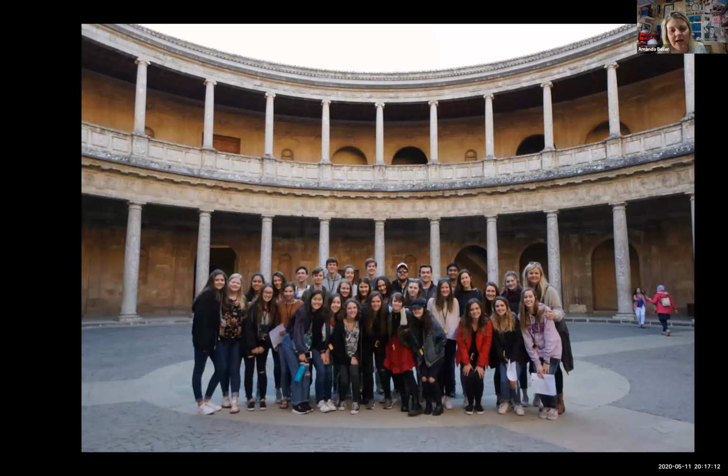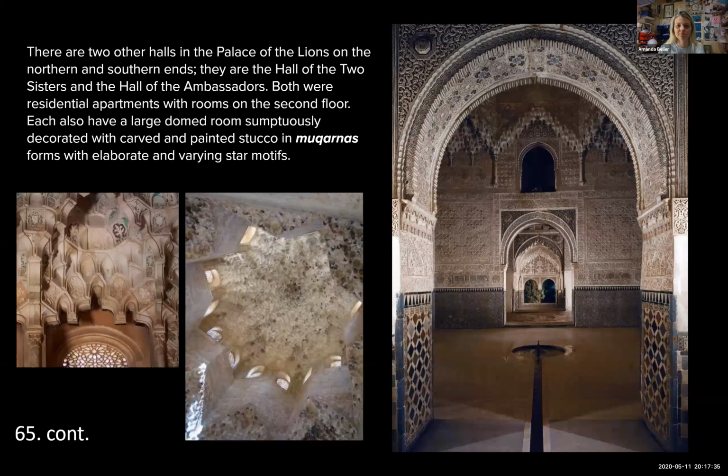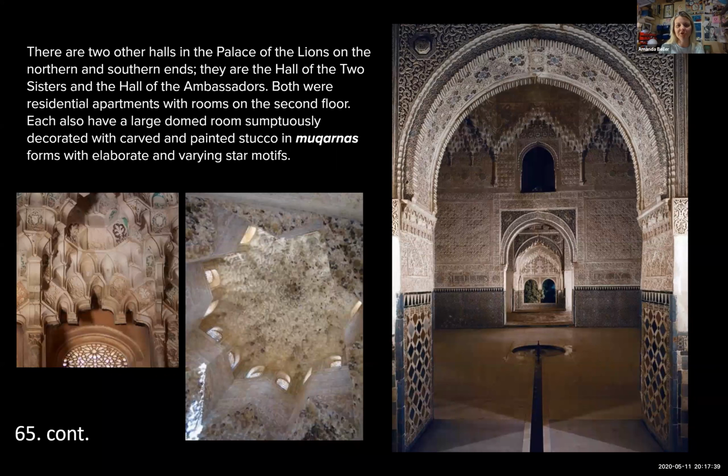Importance of water. And then this is within the palace of Charles V. He built a classical looking Roman space within the Alhambra, after the Moors fell. We talked about muqarnas. Y'all know I love the muqarnas. Those are kind of the 3D elements that hang from the roof or the ceiling.